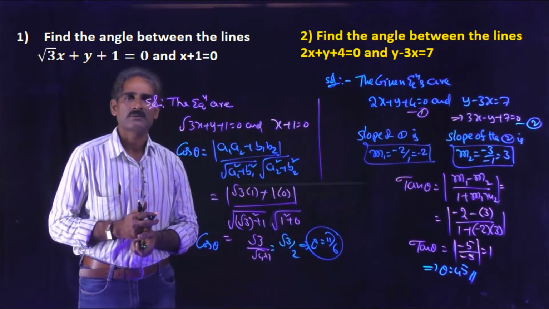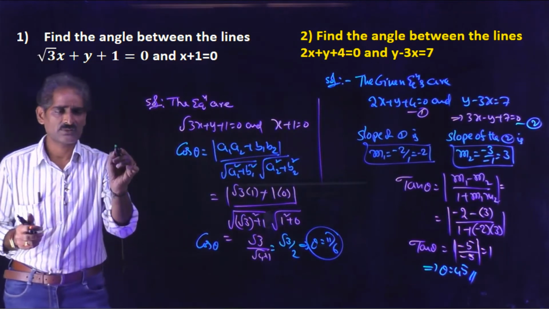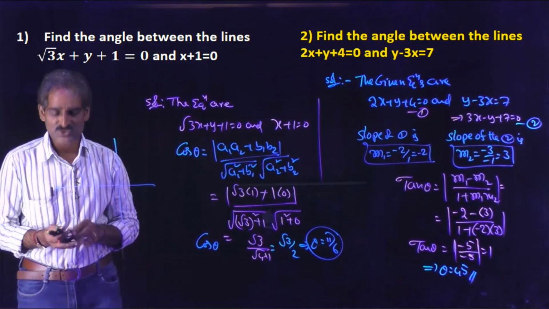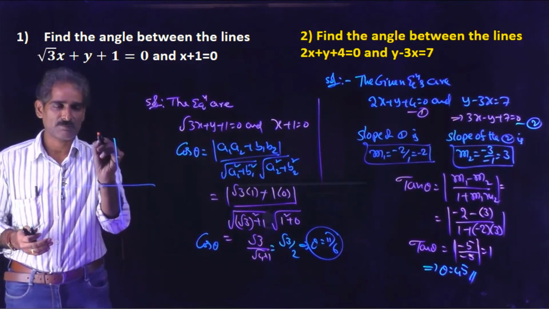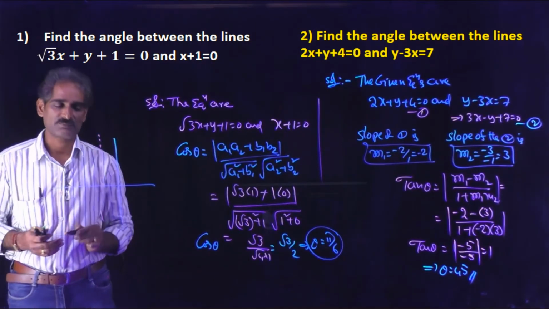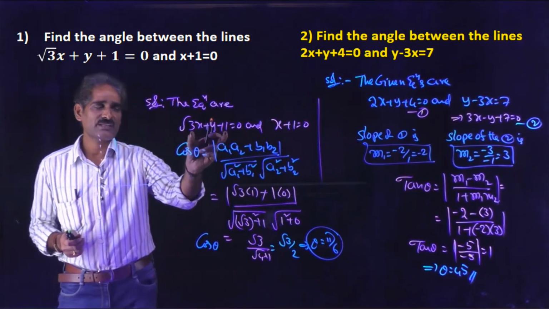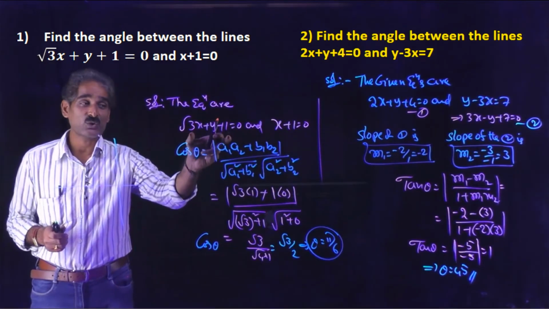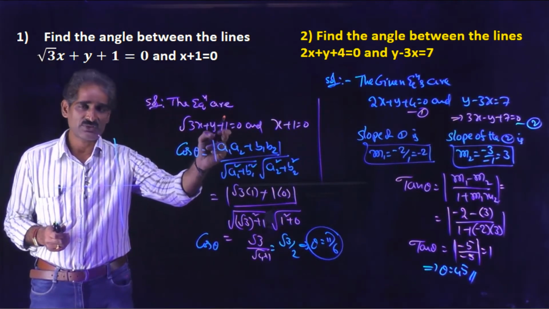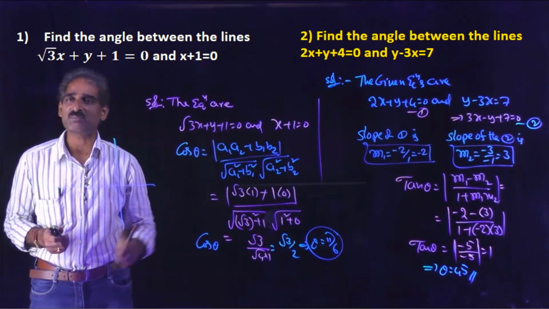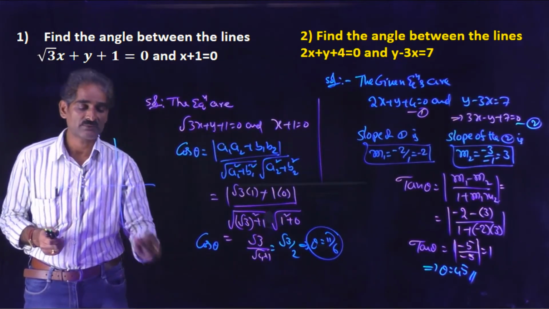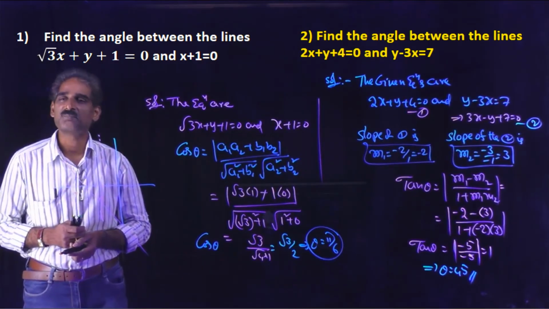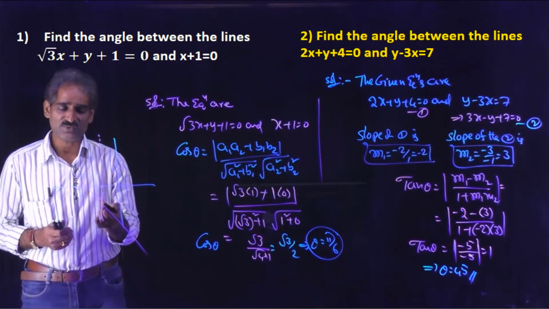Understand? Okay, so just to verify it. This is the coordinate system, and x equal to minus 1 is the position of this line. Observe this line: root 3 x plus y plus 1 is equal to 0 is a line in the third quadrant, because the x-intercept is negative and the y-intercept is negative. This is the position of the line. You have to find this angle.